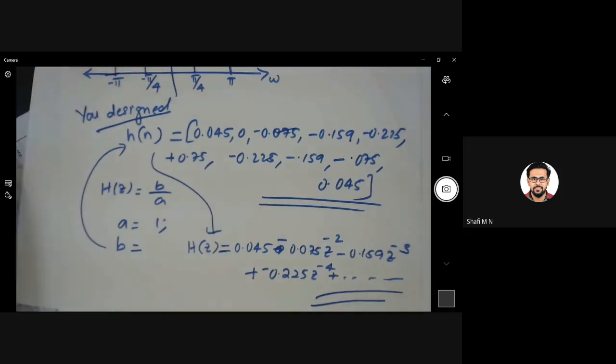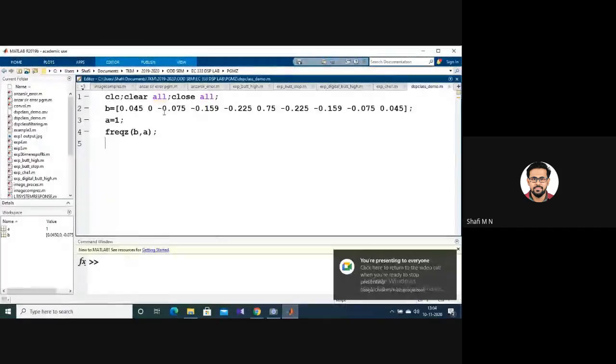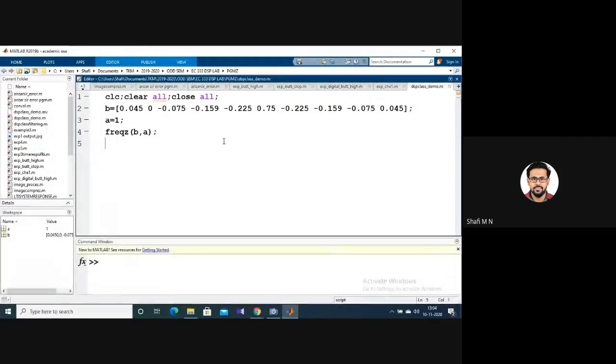Is it clear? Yes, sir. Okay. Now I am going to simulate it in MATLAB. Just a minute. To present the entire screen. Is the screen visible on MATLAB? Yes, sir. So I have saved the B and A values.